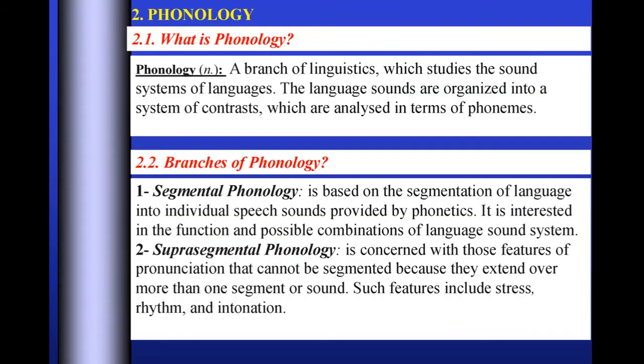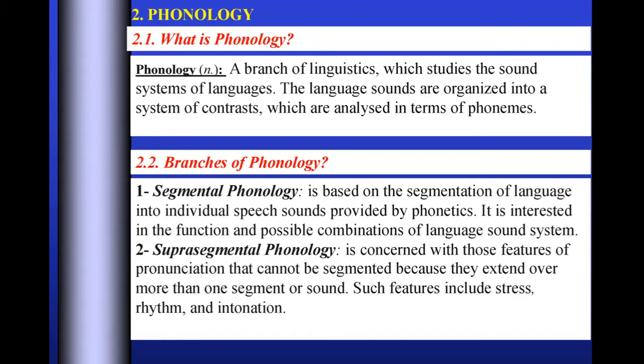I said earlier that pronunciation consists of two fields, phonetics and phonology, and I have also given a concise definition of what phonetics is. Coming next is phonology. Phonology comes from the ancient Greek phone, which means voice, and logos, that means word or speech. What is phonology? Phonology is a branch of linguistics which studies the sound systems of languages. The language sounds are organized into a sound system of contrasts, which are analyzed in terms of phonemes.